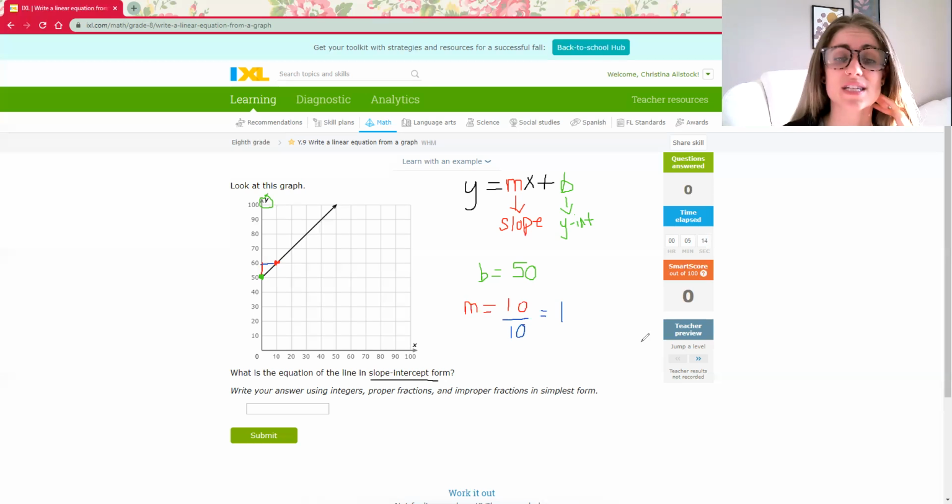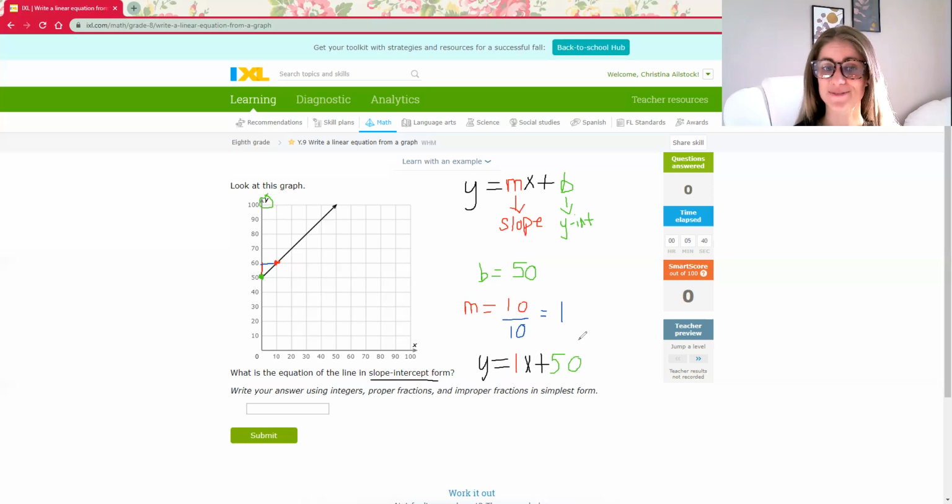So now we just need to substitute those numbers back into our slope-intercept form. Our slope-intercept equation is y equals our m. Well, we discovered our m, our slope, was 1. Then we have x plus, what was our b? What was our y-intercept? 50. And that right there is our answer.